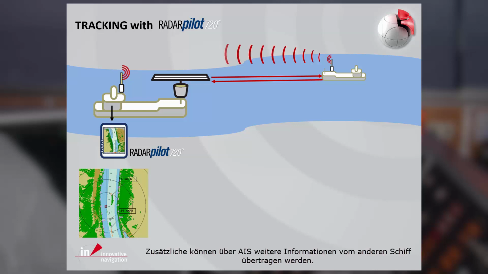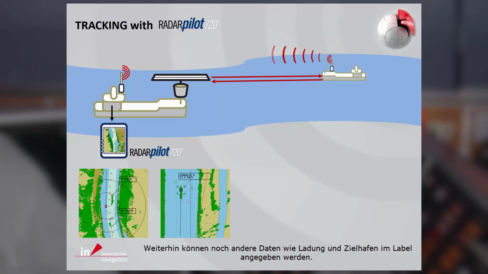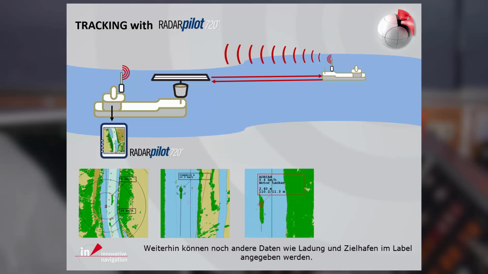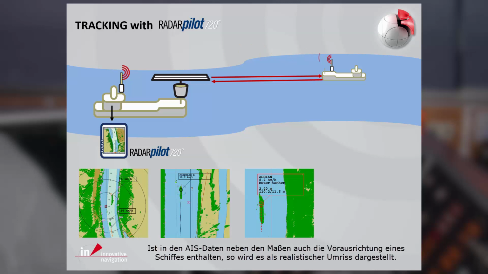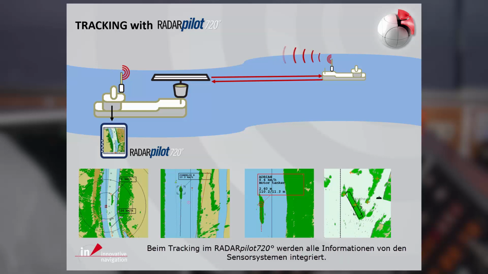Additionally, a vessel may transmit AIS signals, enabling the display to show data like the name of the vessel or even data like load or destination of this vessel. Information is given in the label attached to the ship symbol. When heading information is part of the AIS data transmitted, the system displays the real outline. Tracking in RADARpilot720 integrates all information.